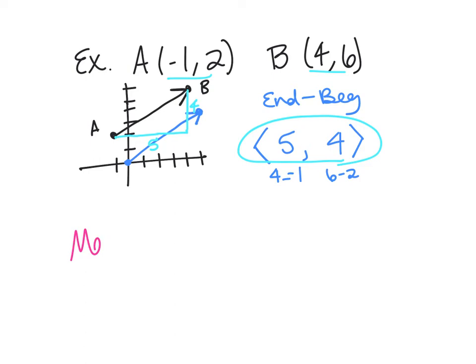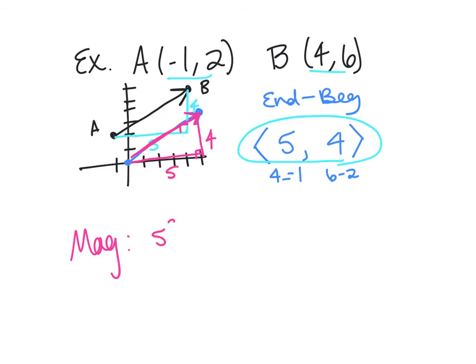To find its magnitude, if you look at the picture, we just created a right triangle here. You can look at the original one or look at our moved picture, it doesn't matter. Over 5, up 4. In a right triangle, you can use the Pythagorean theorem. Remember, magnitude is just the length of the vector, so it's the hypotenuse of that right triangle.